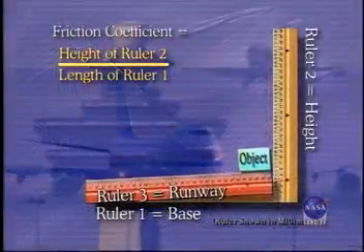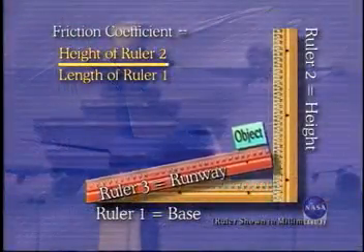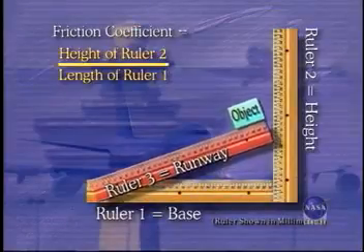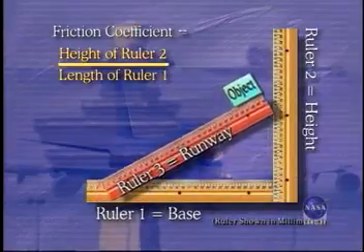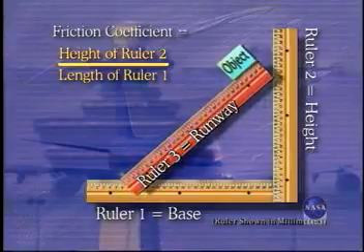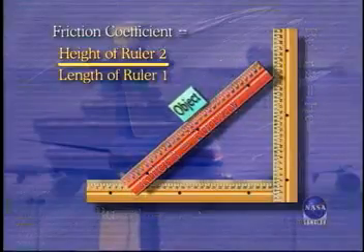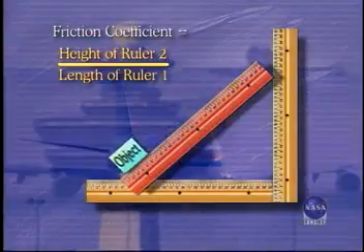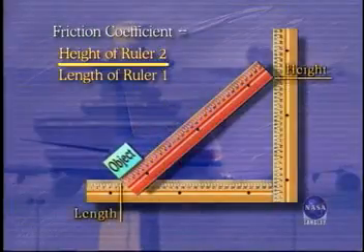Here is a diagram to show you how the experiment worked. Each test object was placed at the end of a ruler, and then one end of the ruler was slowly raised. We stopped raising the ruler when the object started to slide down the slope of the runway, and then took our measurements of height and length.